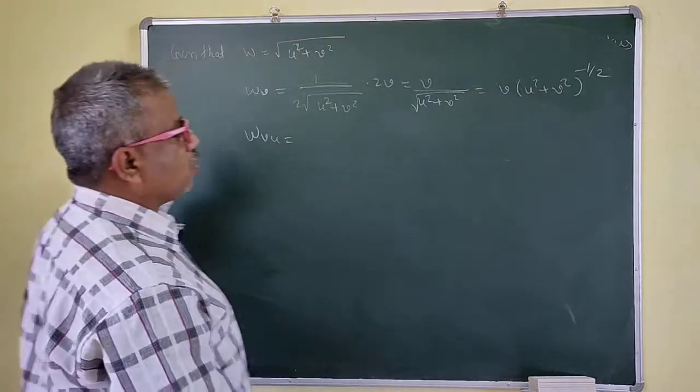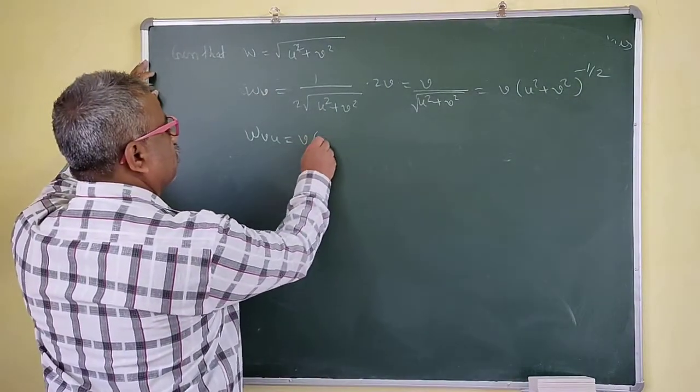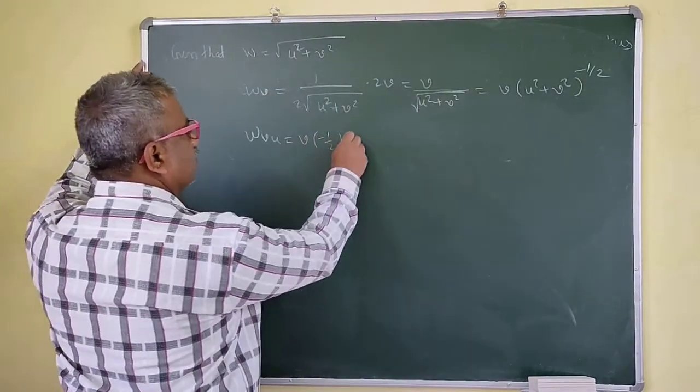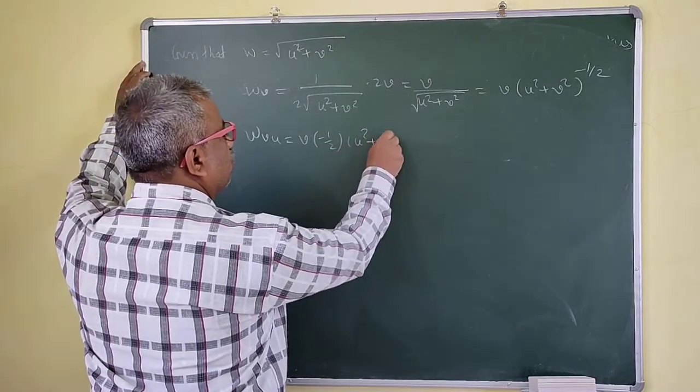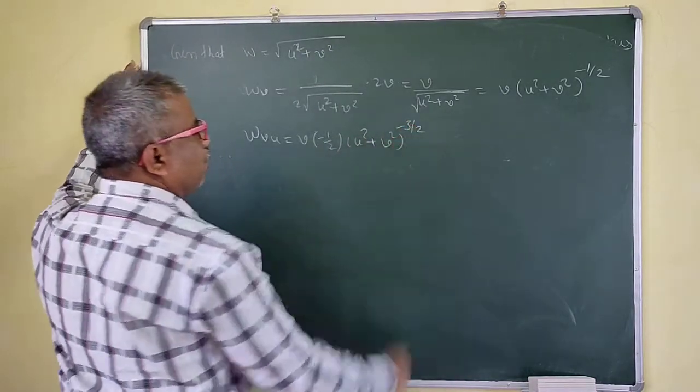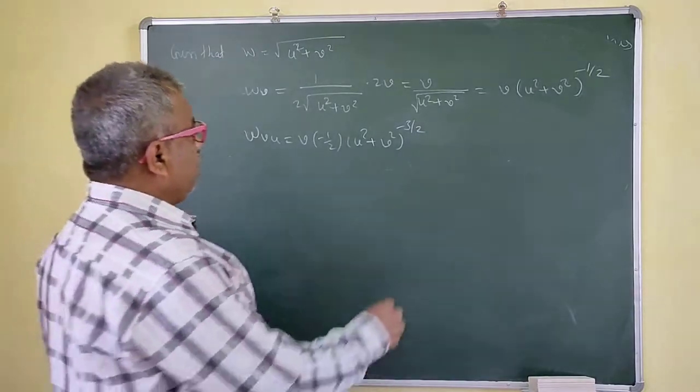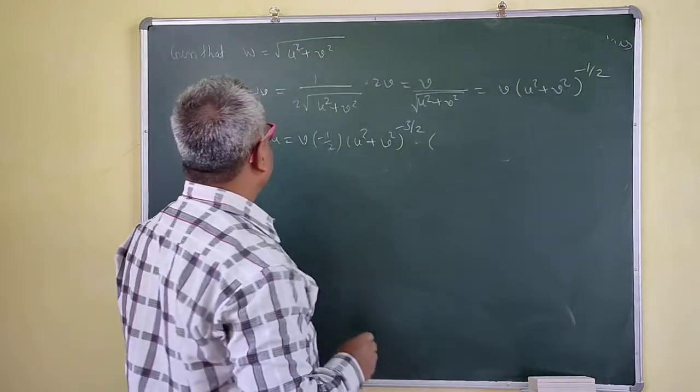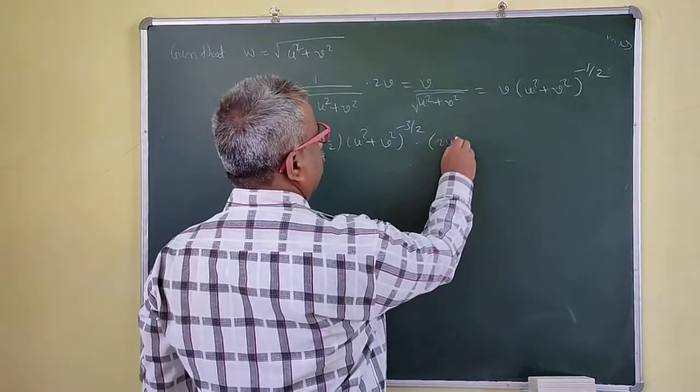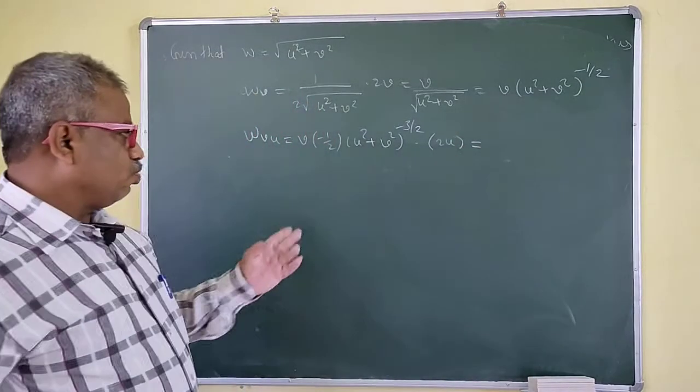No need to apply the product rule. So your v stays as it is. Power minus half, pull the power minus half. So this is (u square plus v square) to the power minus 3 by 2, into the derivative of u square plus v square partially with respect to u. So this is twice u, so again your 2 gets cancelled.